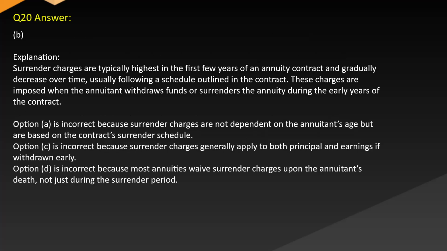Answer B. Explanation. Surrender charges are typically highest in the first few years of an annuity contract and gradually decrease over time, usually following a schedule outlined in the contract. These charges are imposed when the annuitant withdraws funds or surrenders the annuity during the early years of the contract. Option A is incorrect because surrender charges are not dependent on the annuitant's age but are based on the contract surrender schedule. Option C is incorrect because surrender charges generally apply to both principal and earnings if withdrawn early. Option D is incorrect because most annuities waive surrender charges upon the annuitant's death, not just during the surrender period.